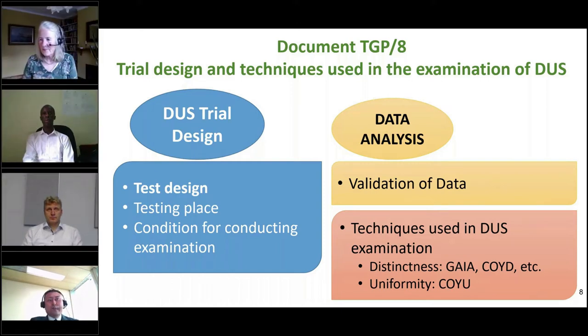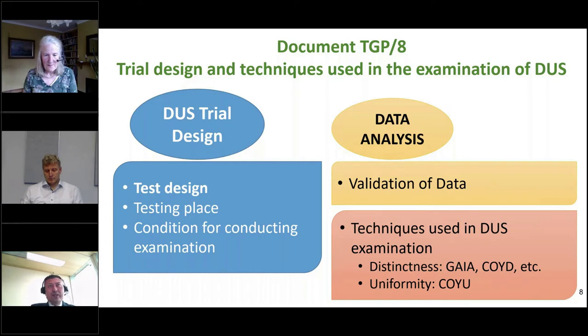TGP8 can be divided into two parts, DUS trial design and data analysis. The DUS trial design part includes, for example, test design, test sites, and conditions for conducting examination. The crop-specific guidance for conducting examination is provided in the test guidelines where available, including the appropriate number of growing cycles. TGP8 also provides guidance on some appropriate statistical procedures for DUS assessment, and includes keys for the choice of the method in relation to the data analysis.